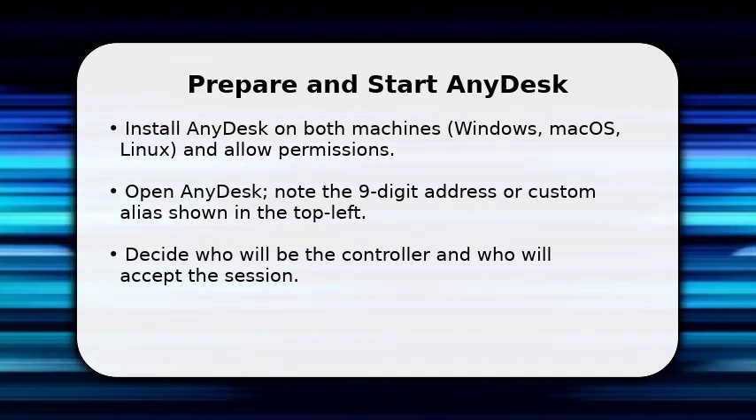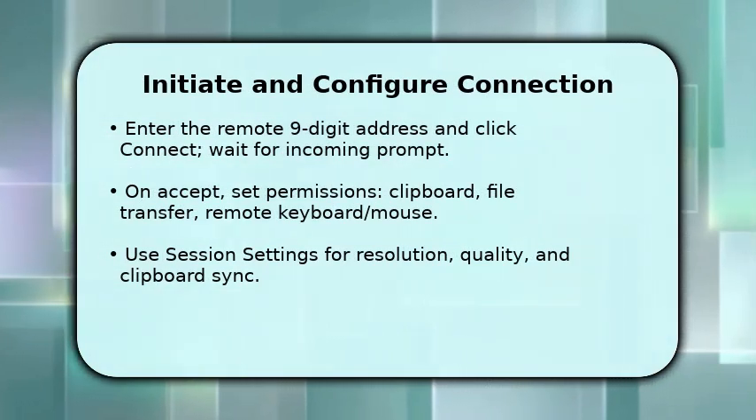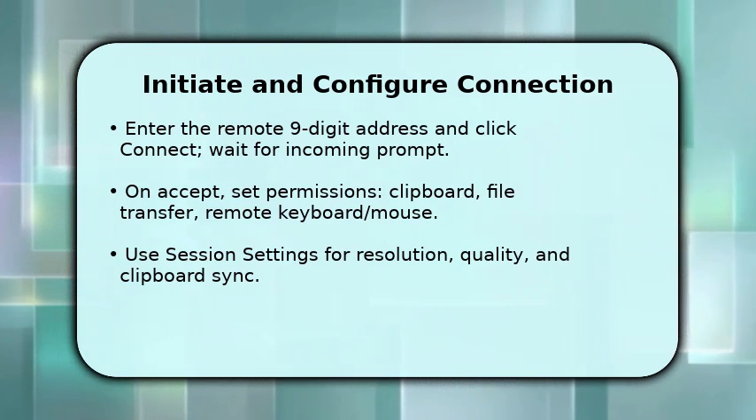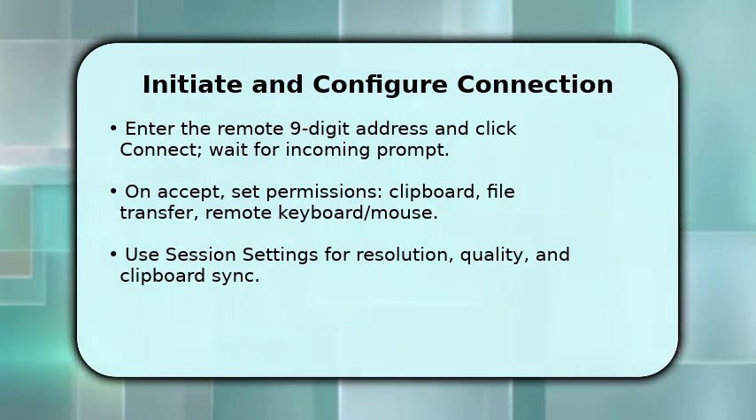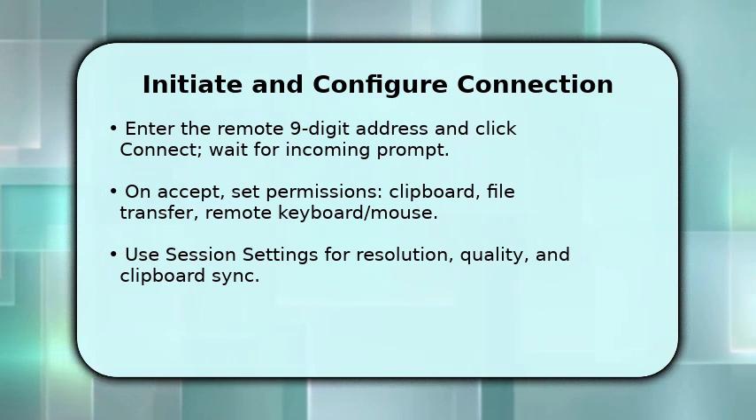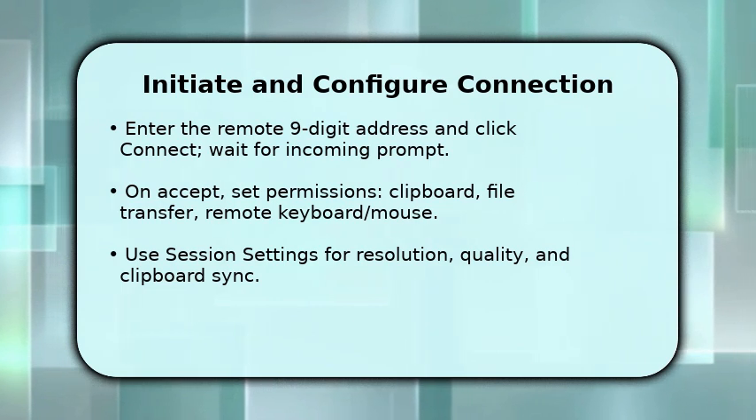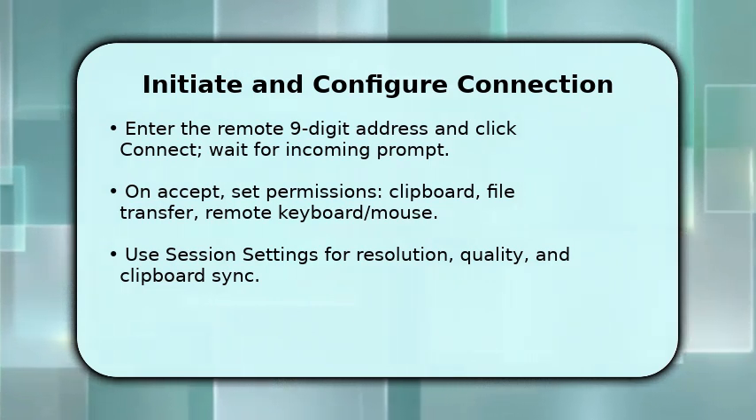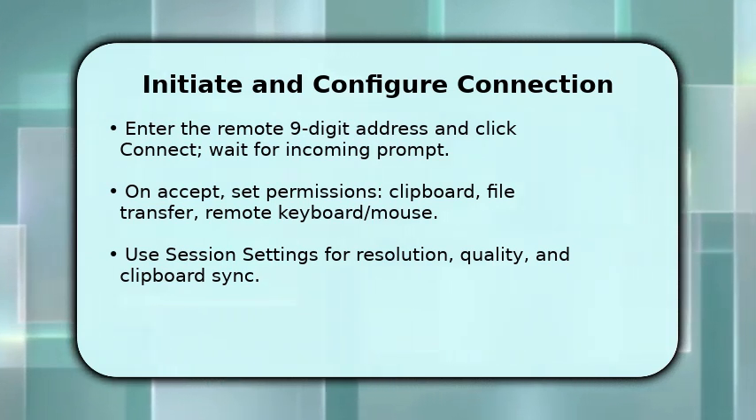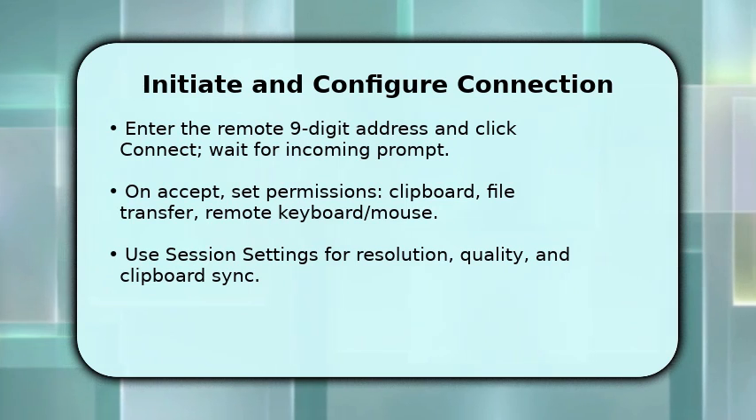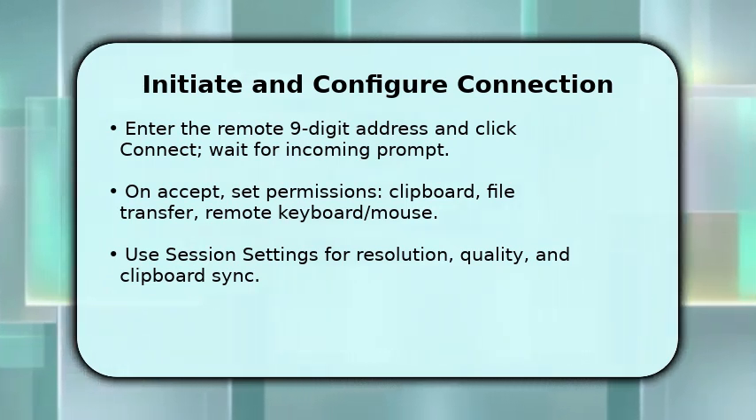You enter the remote 9-digit Anydesk address into the Connect field and press Connect. The remote user will see an incoming session prompt. When they accept, you must set permissions. Enable clipboard, file transfer, and remote input only as needed. This limits access. Then adjust session settings for display quality versus bandwidth. Choose balanced quality on slower links. If transferring files, open the File Manager panel rather than dragging the whole desktop to avoid latency and accidental exposure.